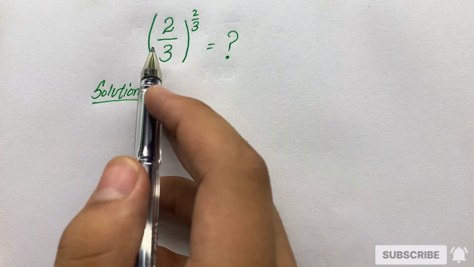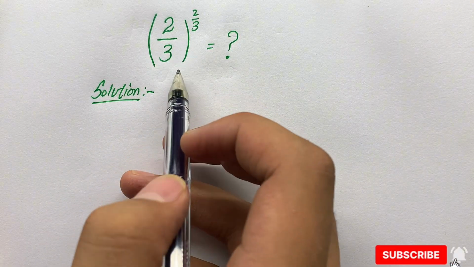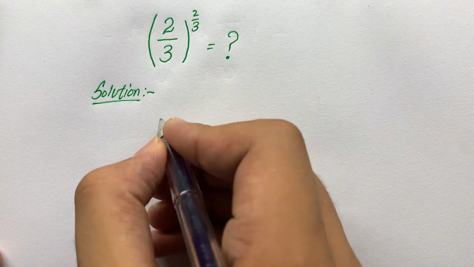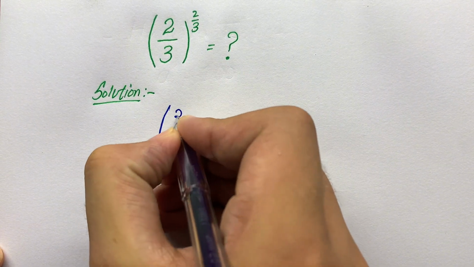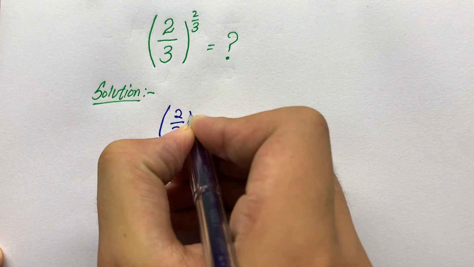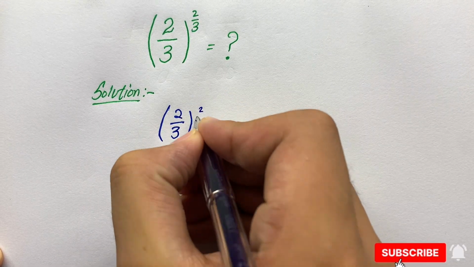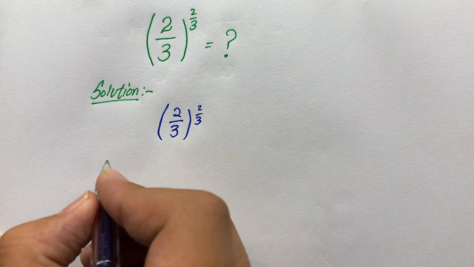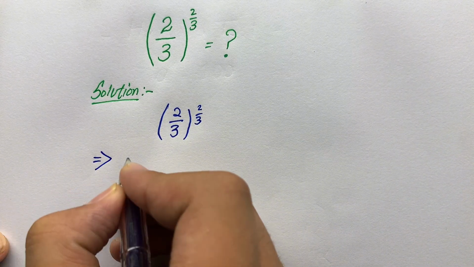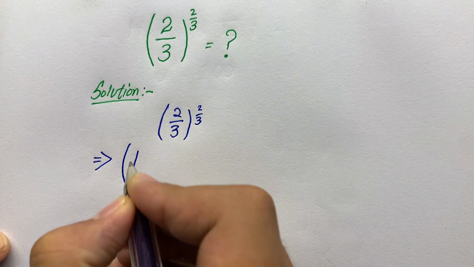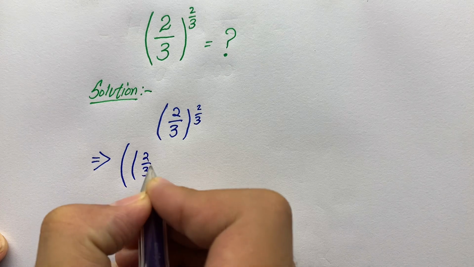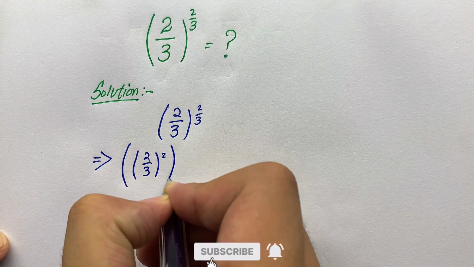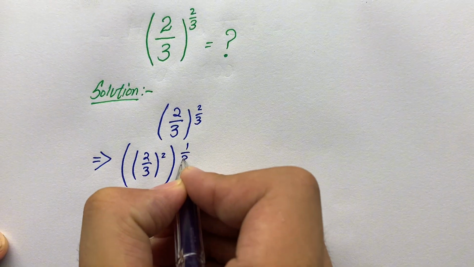In this problem we are solving (2/3)^(2/3) is equal to unknown. Now we are starting our solution. Our question is (2/3) to the power 2/3. So that it's equal to (2/3) whole to the power 2 into the power 1/3.